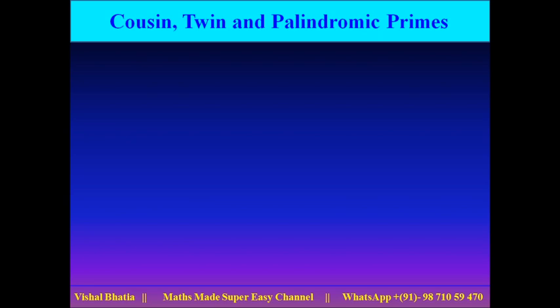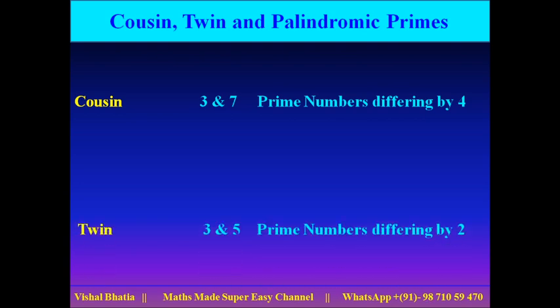There are several kinds of prime numbers. In fact, there are certain prime numbers which have been named after mathematicians. But I've just picked up 3 prime numbers over here. Let's look at the first one, the cousin prime numbers. These are prime numbers which differ by 4. For example, 3 and 7, 7 and 11. These are cousin prime numbers.